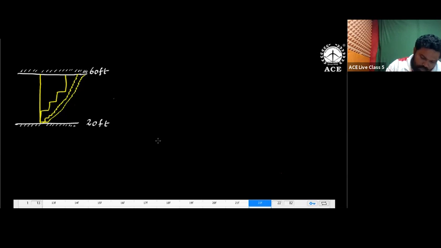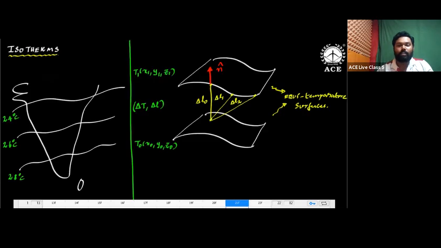So in which direction will you find sudden change in the height? Normal direction. Generally this is called steep. So in which direction will you notice the steep sudden change in the height? Normal direction. So here also you will find sudden change in the temperature in which direction? Normal direction. So this is called a gradient.